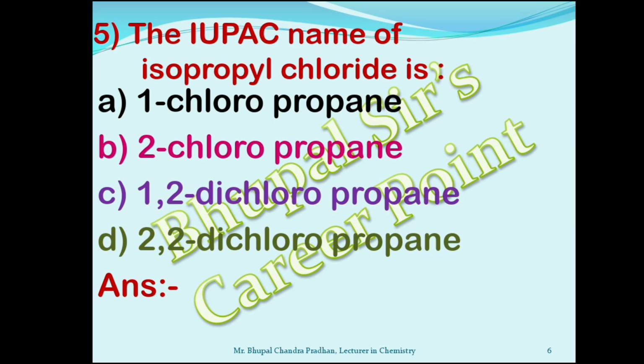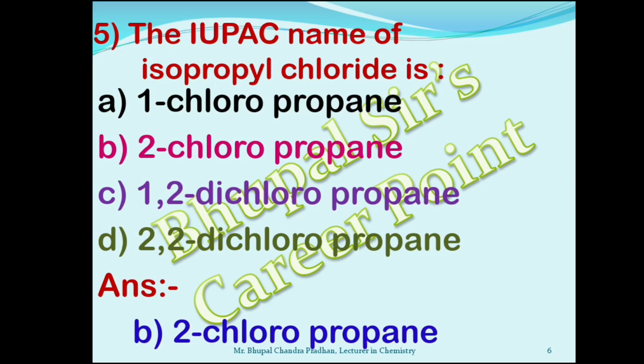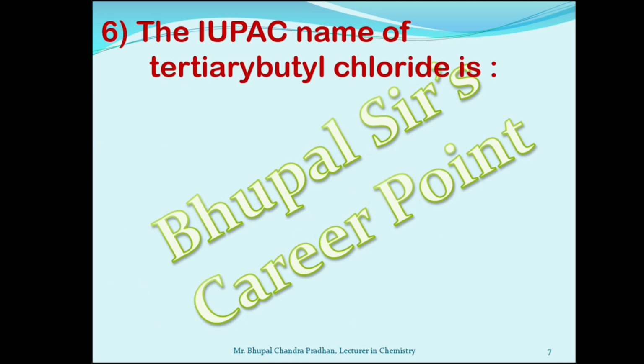What will be the IUPAC name of isopropyl chloride? Isopropyl chloride means CH3CHClCH3. The chlorine atom is attached to the middle carbon atom. So numbering can be done from any side, and the chlorine is attached to the second carbon atom. The name will be 2-chloropropane. That is option B, the correct answer. Let us come to the next question, question number 6.